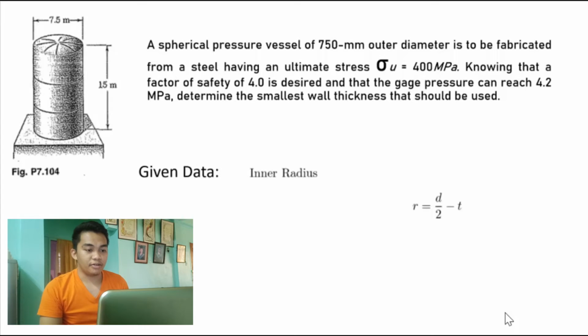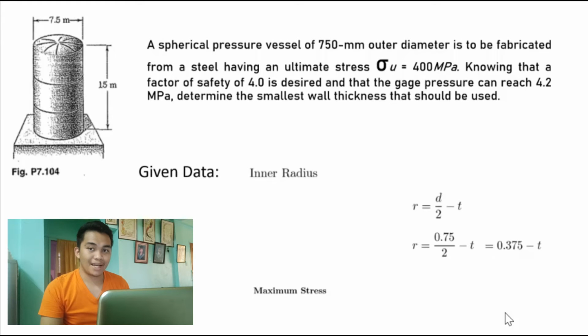First, we're going to take the inner radius. The equation for that will be radius equals diameter over 2 minus t. And then we are going to use the 0.75, that was our approach. That is r equals 0.75 over 2 minus t. So that will be 0.375 minus t. That will be our inner radius.